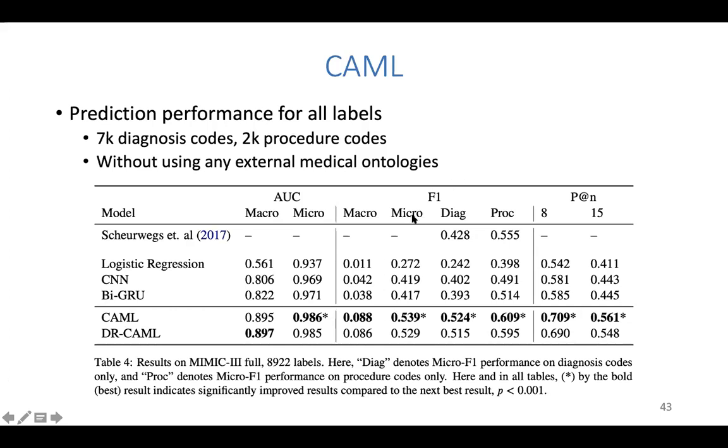Here, for diagnosis code, it shows about 52% F1 score. For procedure codes, it shows about 60% F1 score. And for precision at 8, precision at 15, you can look at them. Basically, micro AUC is really, really good. So as far as really frequent diagnosis and procedure codes go, the camel model can be really, really accurate.